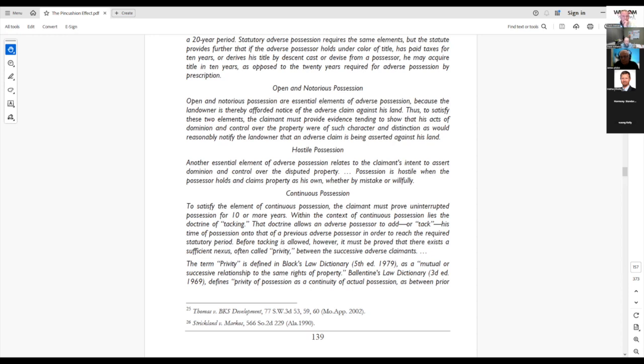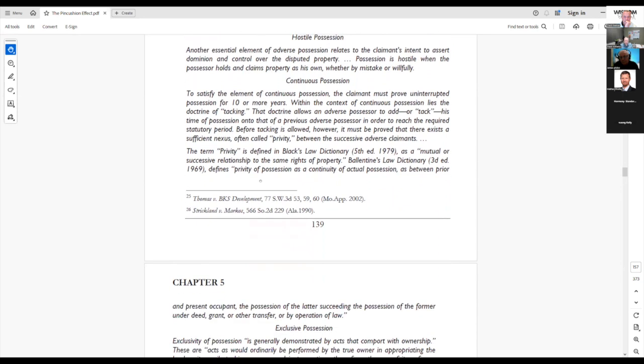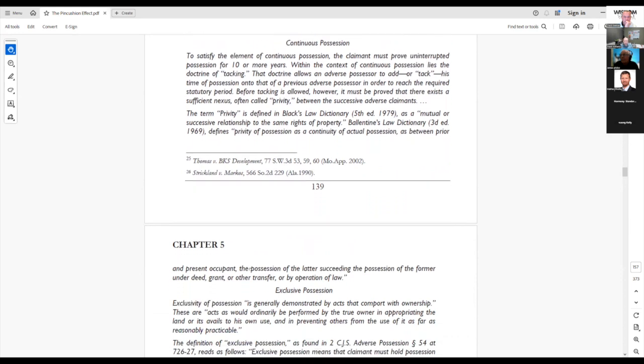That doctrine allows an adverse possessor to add or tack his time of possession onto that of a previous adverse possessor. So let's say it's 7 years in, they sold the property, someone new moves in, well, the clock starts again is what that's saying. You can't tack your time onto the back end of someone else's adverse possession. His time of possession onto that of a previous adverse possessor in order to reach the required statutory period.